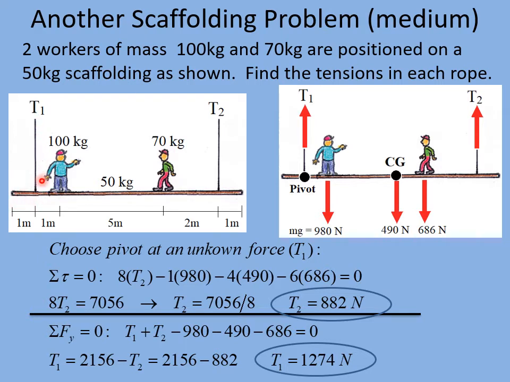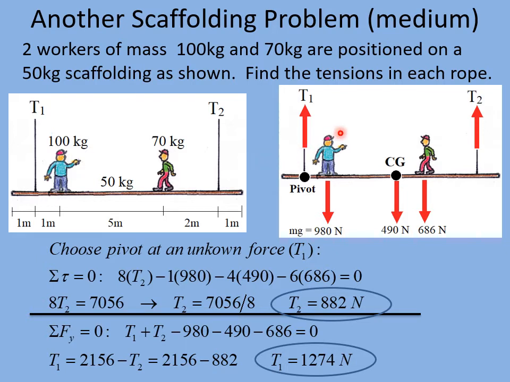This tension 1 of this cable is 1 meter from the end. Tension 2 in the second cable is 1 meter from this end. And also this guy is 1 meter from this cable. The smaller guy is 2 meters from this cable. All right. And our goal here is to find the tensions T1 and T2 in each rope.